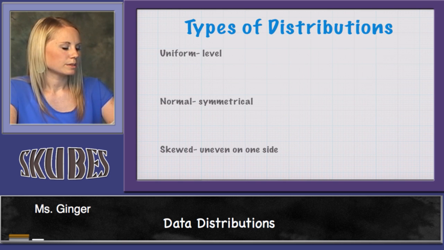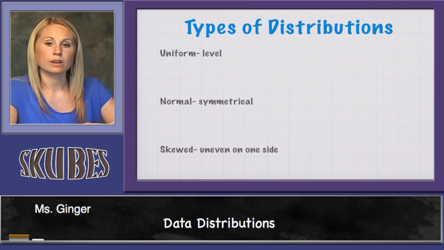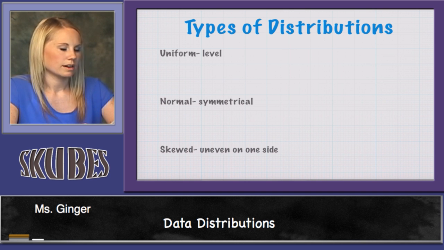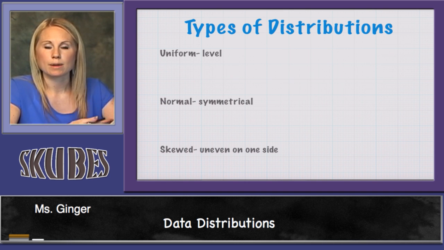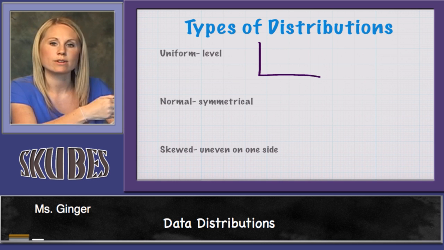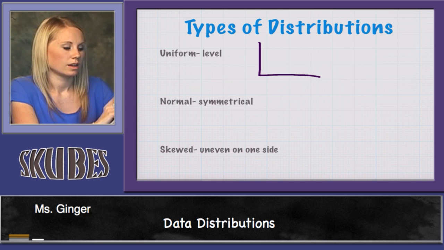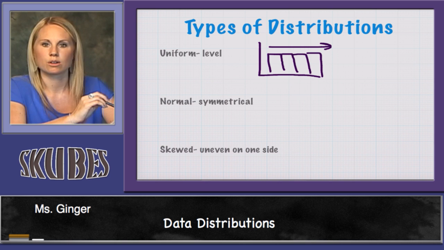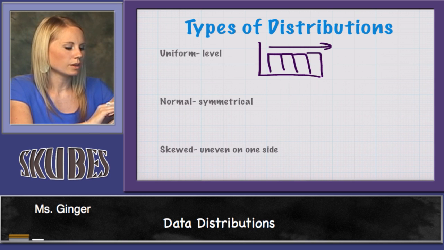Okay, some things that you'll want to be on the lookout for after you've graphed or displayed your data is what kind of shape it makes. That's going to tell you a lot about what's happening with your data. Sometimes you'll end up with data that has a uniform shape or a level shape where everything ends up being the same value. So if your histogram started looking like this, that is a uniform shape because it's constant all the way across, same level.